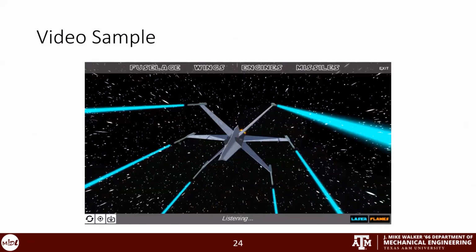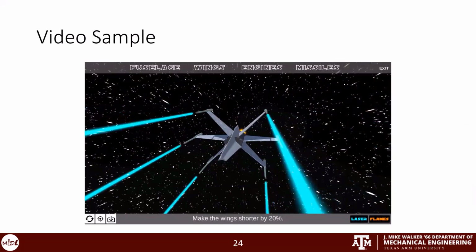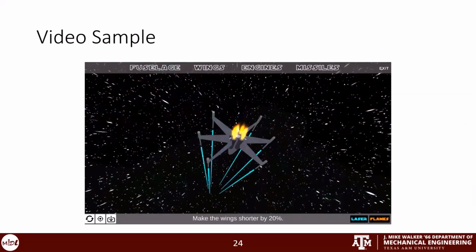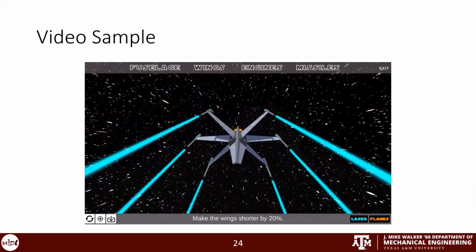Make the wings shorter by 20%. Make the engines taller by 30%.